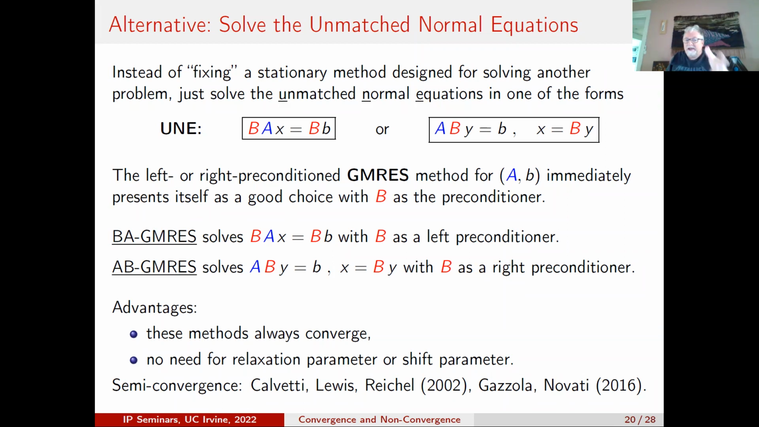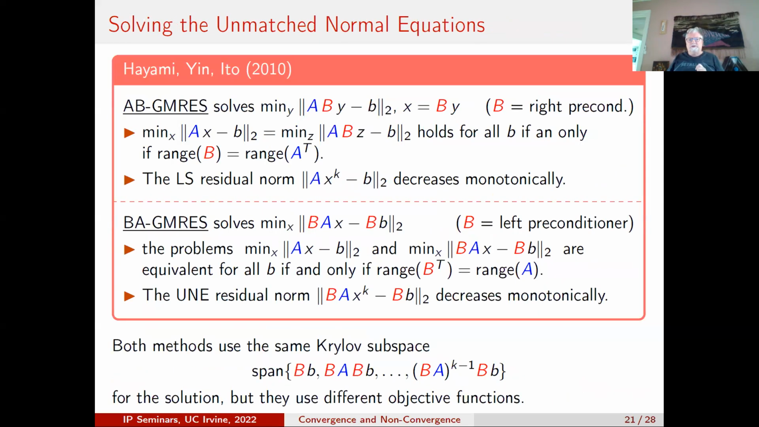So the nice thing here is that there are no extra parameters that you need to choose. There's no relaxation parameter, there's no shift, you just apply GMRES. And they always converge, well, almost always, right? And there's semi-convergence. There's not a full theory for semi-convergence, but there are a couple of papers here that kind of justify that we have a semi-convergence. Okay. So before talking more about the semi-convergence, I just want to show you a few slides here with a bit of theory.